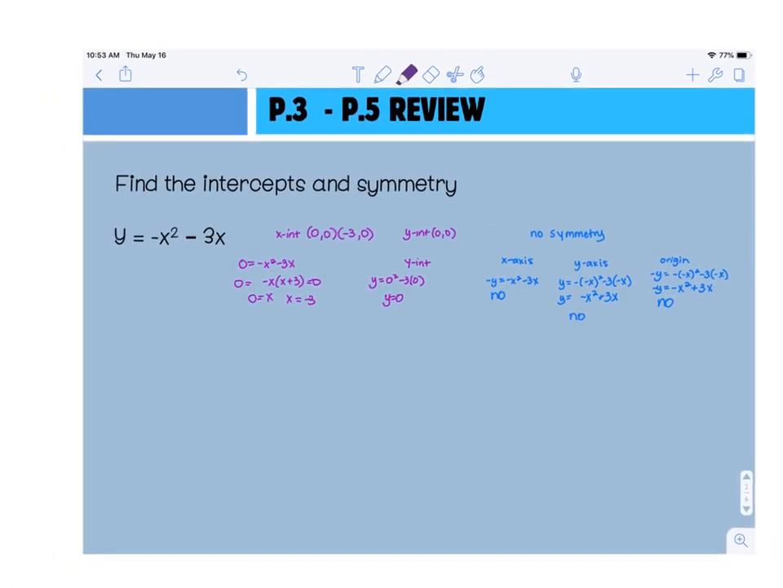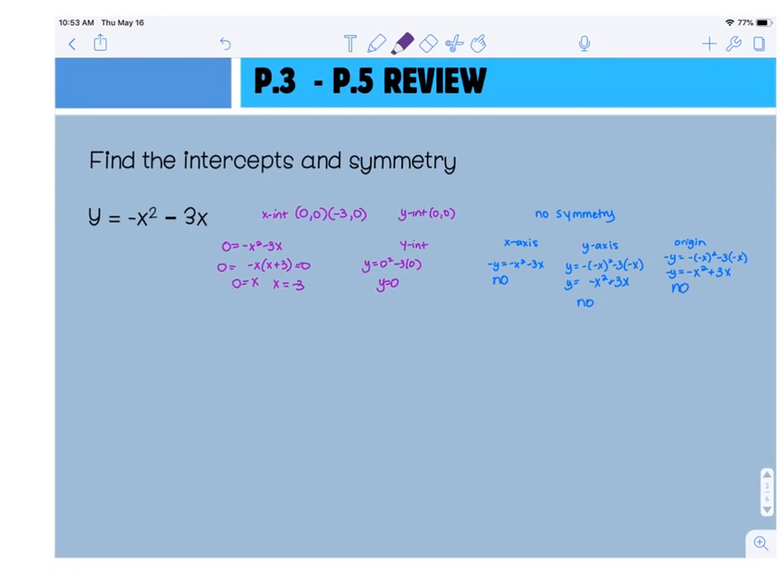This is the third one. So this is your find the intercepts and the symmetry. And the purple is the intercepts. So if I plug 0 in for y, I get the x-intercepts to be (0, 0) and (-3, 0). And then if I check on the y-intercept, it's also (0, 0). Plug the 0 in for x, I get 0.